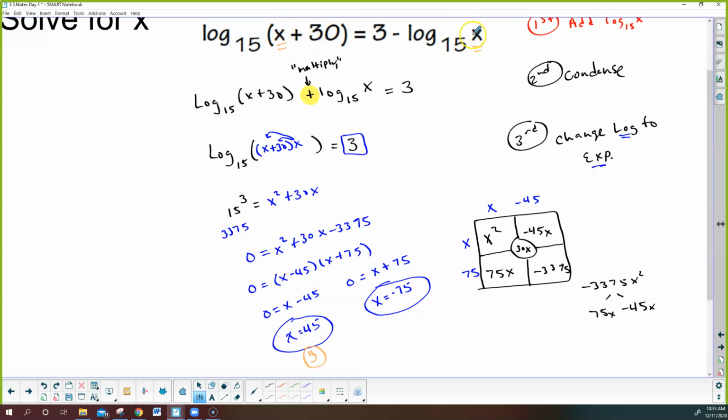Right there is a concern, as well as just plugging negative 75 in here. We can't have the parentheses be negative once it's simplified. So that's where I would cross this out and write it's an extraneous solution. If I was to plug that in and check it with my calculator, it would say error.